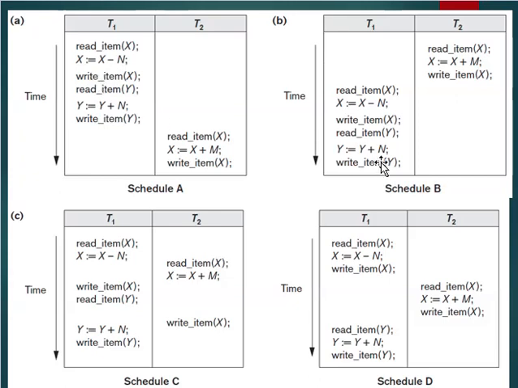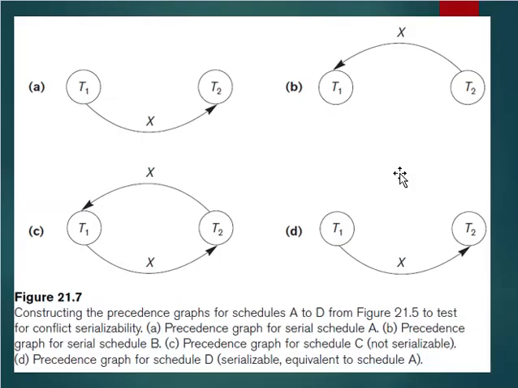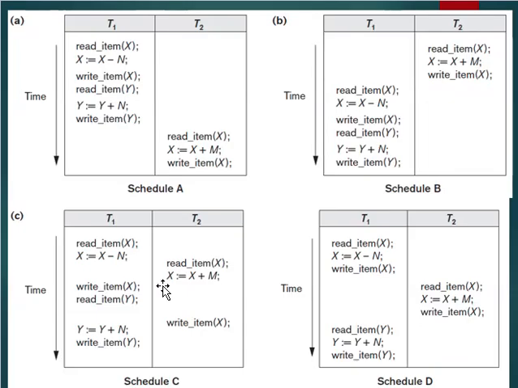Okay, so we are trying to check whether schedule A is serializable. We already know that it is a serial schedule, so there should be no cycle, and no cycle will be there in schedule B as well as in schedule A. Here we can see we drew the edge T2 to T1. So let's move to schedule C.